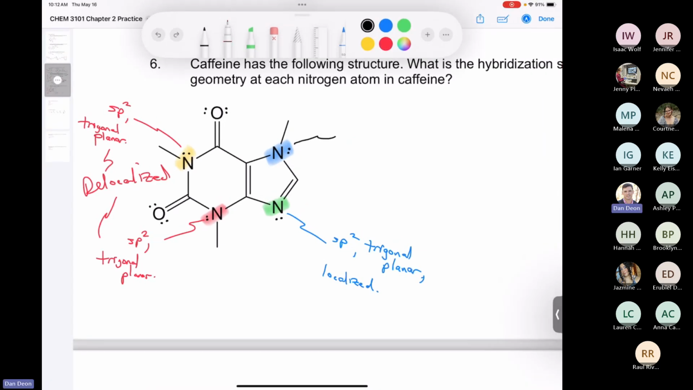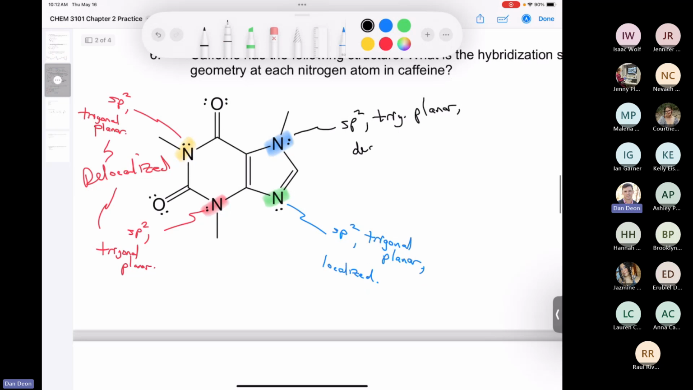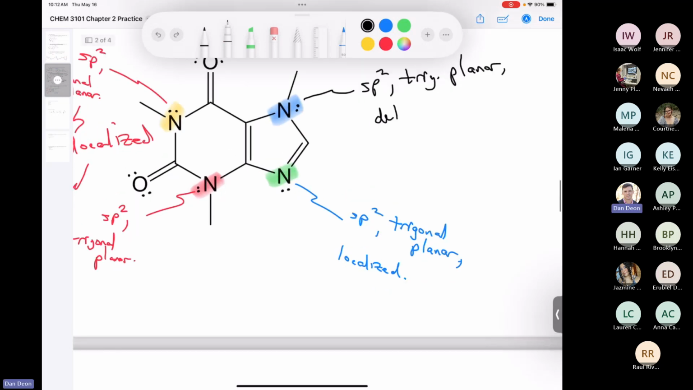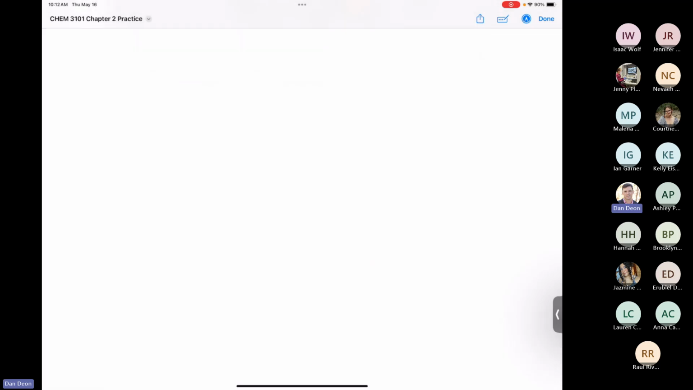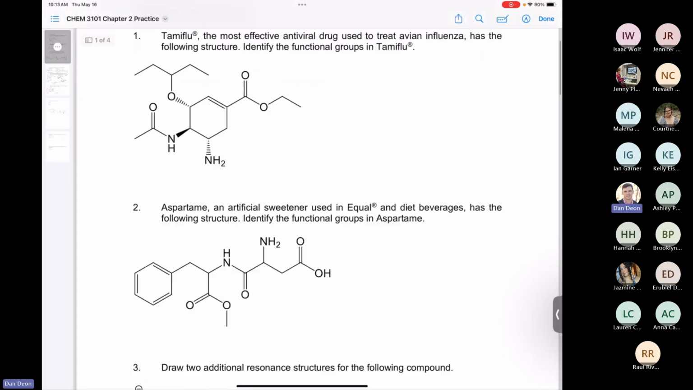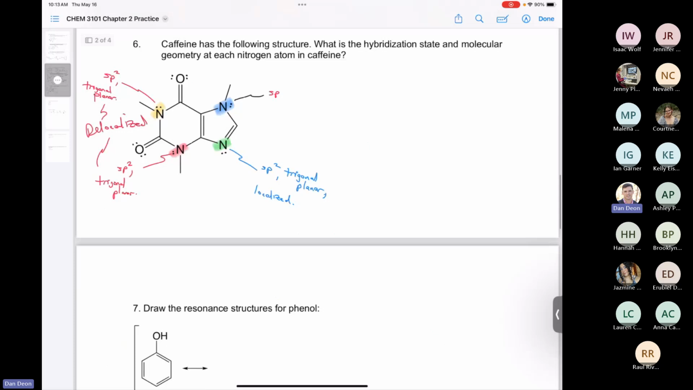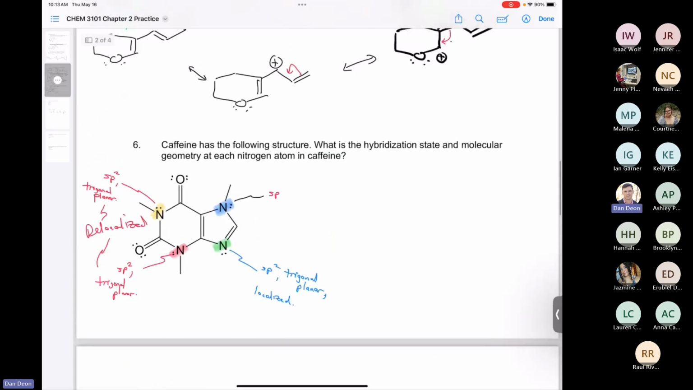It's sp2 hybridized. The nitrogen is going to be trigonal. I'll just put trig planar, and the electrons are delocalized. There you go. So the only one that has a lone pair that's localized is the green one.